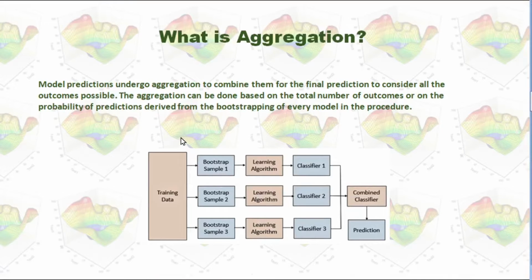Then we will do aggregation. Model predictions undergo aggregation to combine them for a final prediction that considers all the possible outcomes. That is, from our bootstrapping, we have classifier 1, classifier 2, classifier 3, and so on. We will consider all the results to get our combined classifier. And from this combined classifier, we will have our prediction.